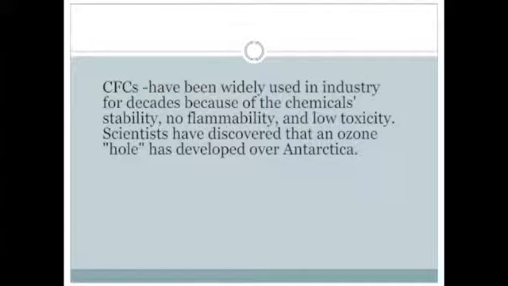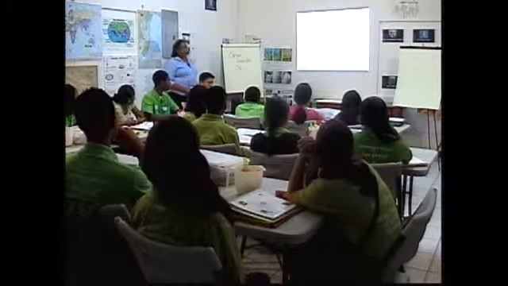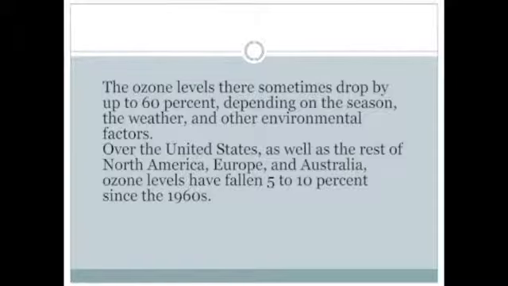Over the United States, as well as the rest of North America, Europe, and Australia, ozone levels have fallen 5 to 10% since the 1960s. That's relating to the ozone hole. Who found these CFC products? It was a scientist in 1928 by the name of Thomas Midgley, a very intelligent man, we believe, who came up with these friendly compounds that were used to process chemical products that we could use that will not damage us.